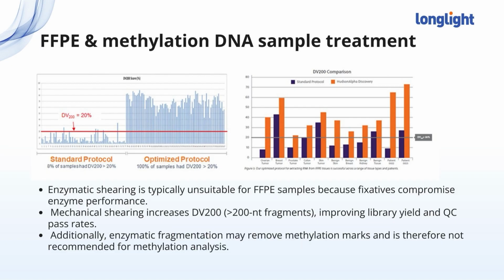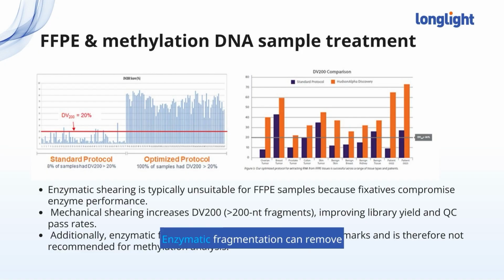Methylation work adds another constraint. We want to read epigenetic marks, not erase them. Enzymatic fragmentation can remove or alter methyl groups, which is why multiple vendors explicitly warn against using their enzymatic modules upstream of methyl-seq. Mechanical fragmentation avoids that interference, so the same BOFU workflow that rescues FFPE performance is also aligned with best practice for methylation analysis.